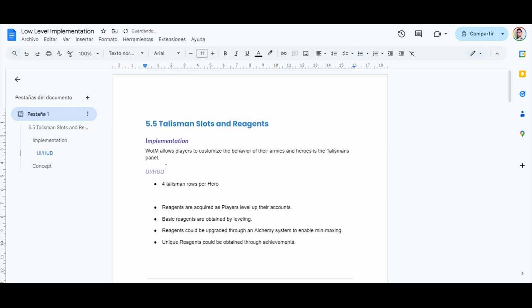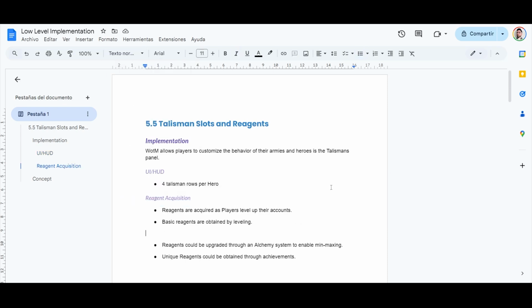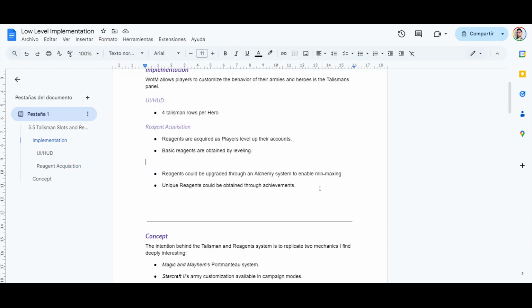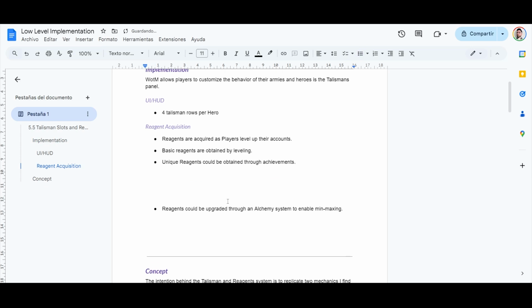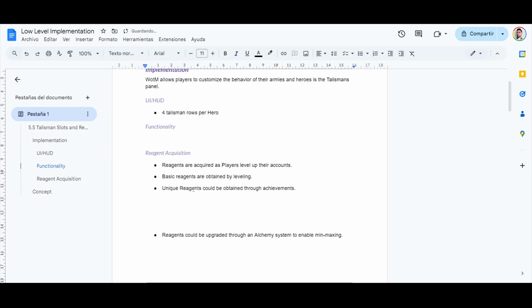Because this is all complex enough, I can already see that I have some content to scrap. I think that this alchemy system to upgrade regions is a little bit too much, and it's not part of our main gameplay loop. Remember, when going low level, we have to start with the mechanics that are the most important to the core loop.